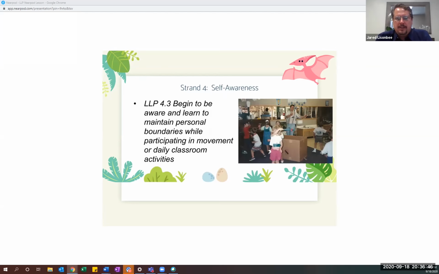Okay, so the next standard under self-awareness is to begin to be aware and learn to maintain personal boundaries while participating in movement and daily classroom activities. So again, this idea of I have my own sphere here that I am functioning within. There are other people around me who are separate from myself, and I need to learn, there again, the impulse control, to regulate my behavior in a way that preserves my boundaries while respecting others.